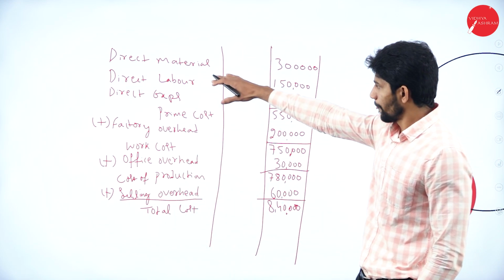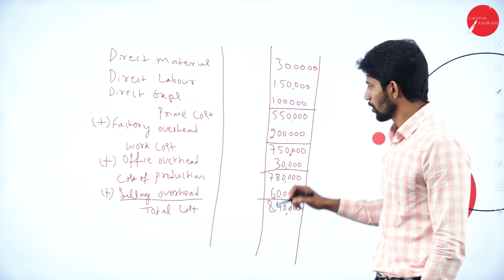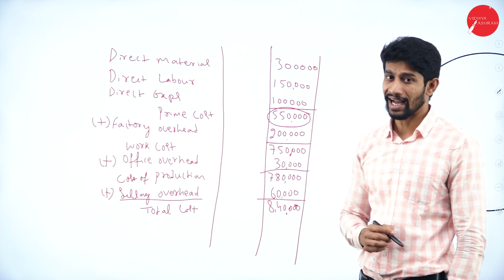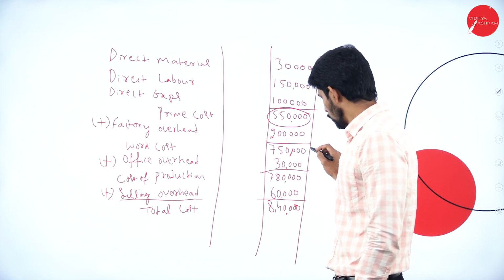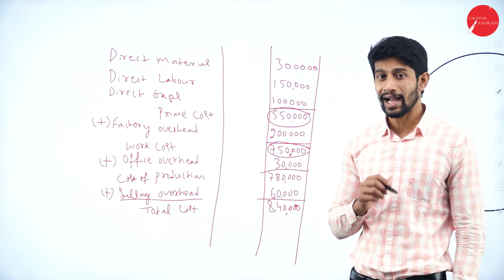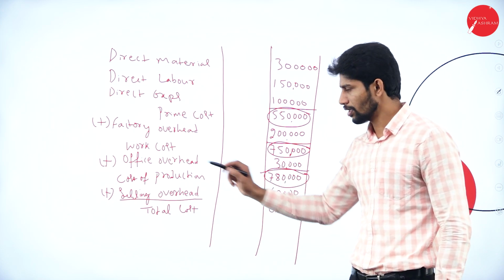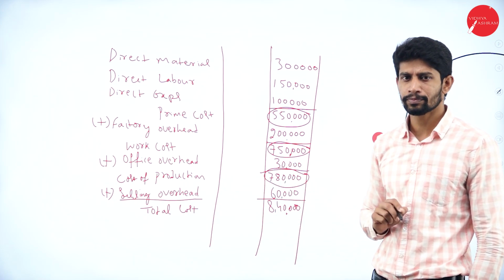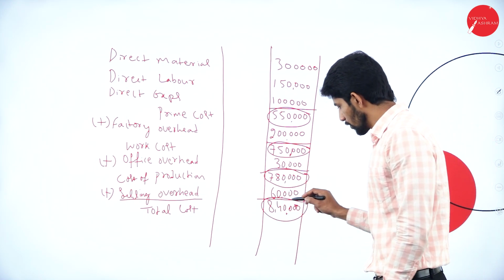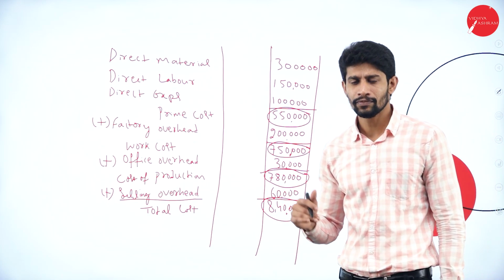So this is how you are supposed to find out the total cost of a particular entity. First we take direct material, direct labor, and direct expenses. You get some value, and that value is called prime cost. To prime cost, add factory overhead. Then you get a total, called work cost. To work cost, add office overhead. That total is called cost of production. To cost of production, add selling and distribution overhead. That total is called total cost. So this is the basic problem which I solved now.